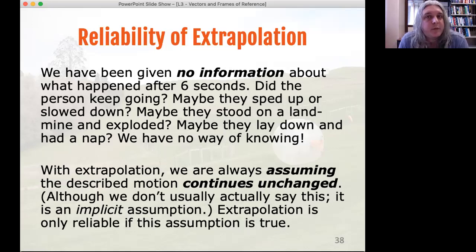So what we are doing when we extrapolate is we are assuming that the described motion continues unchanged. We don't often actually say it, but what we are doing is saying, if this person continued moving in the exact same manner, they would be at 6 meters after 9 seconds. But we normally skip that whole big sentence out the front and we just say they'd be at 6 meters after 9 seconds. That would be our answer. But it's important to remember that you are making that big assumption. And it is a big assumption because we have no information about it. So we have to make that assumption.